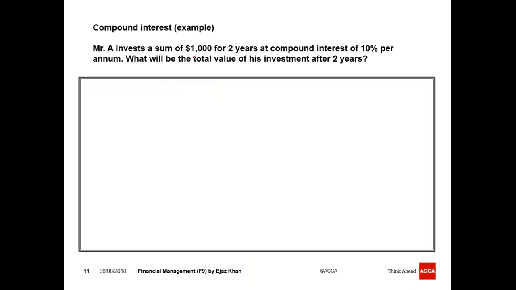So look at this example. Mr. A invests a sum of $1,000 for 2 years at a compound interest rate of 10% per year. What will be the total value of his investment after 2 years? Now, when this is being asked, find out the total value of investment, it means you need to find out the principal plus interest, that is sum. So S is equal to P into (1 plus R) raised to the power N will give us the total value of investment. So you will have 30 seconds to solve this question. Just quickly solve this question and come up with the answer.